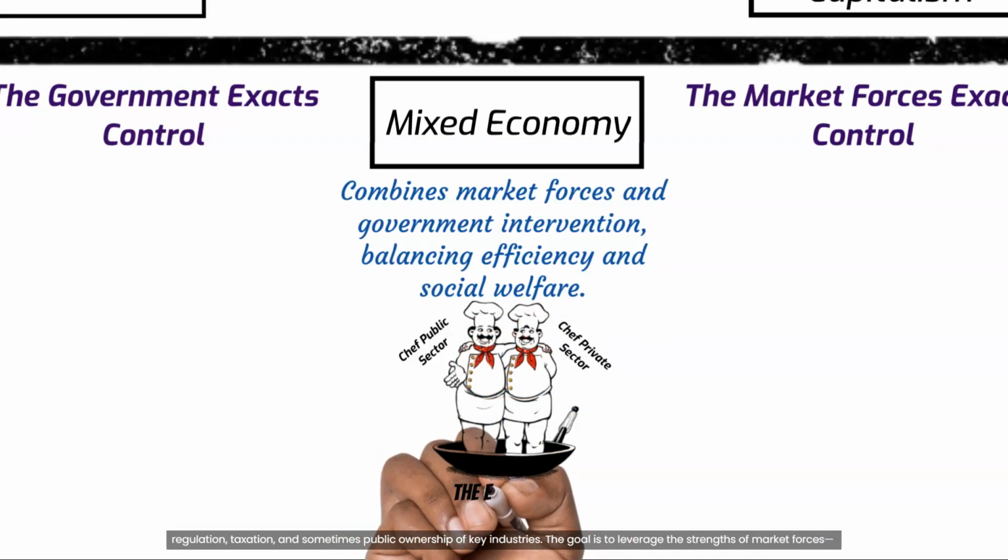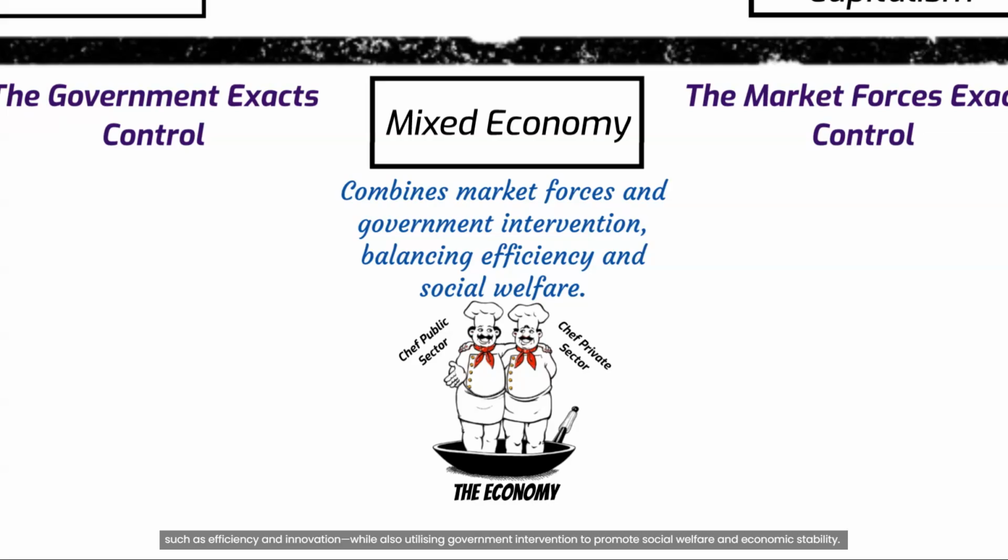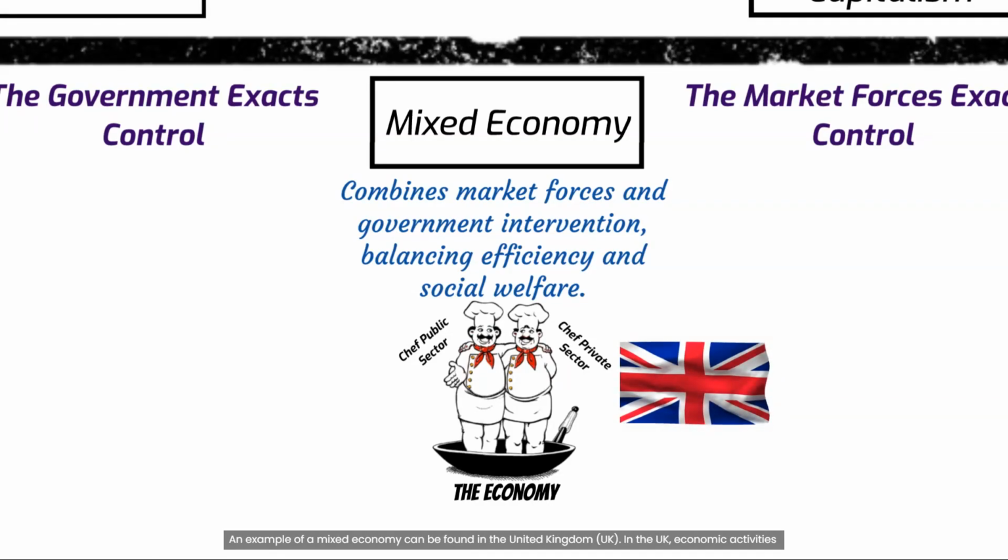The goal is to leverage the strengths of market forces, such as efficiency and innovation, while also utilizing government intervention to promote social welfare and economic stability. An example of a mixed economy can be found in the United Kingdom, UK. In the UK, economic activities are guided by both market forces and government intervention. While the majority of industries operate under private ownership and are driven by market competition, the government plays a significant role in regulating key sectors such as healthcare, education, transportation, and utilities.